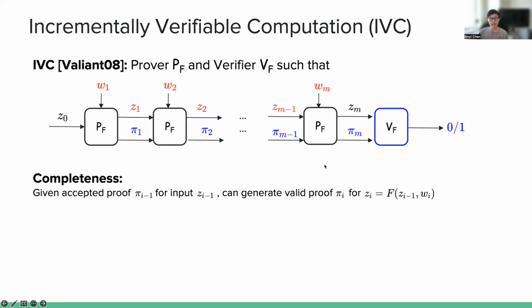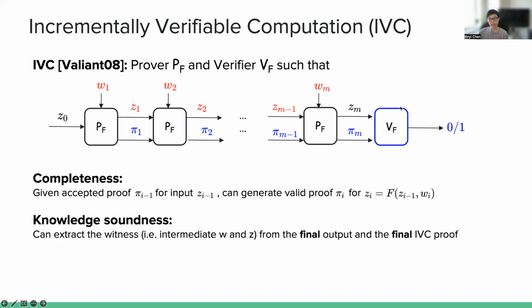We need that if the provers are honest, meaning all the previous provers correctly generated the computation and the proof, then it must be the case that they can generate a correct proof that passes the check. On the other hand, we require that if the verifier accepts some IVC proof, that means the corresponding prover should actually know the valid witness. This is not a formal definition, but it is the intuitive idea of what knowledge soundness is.